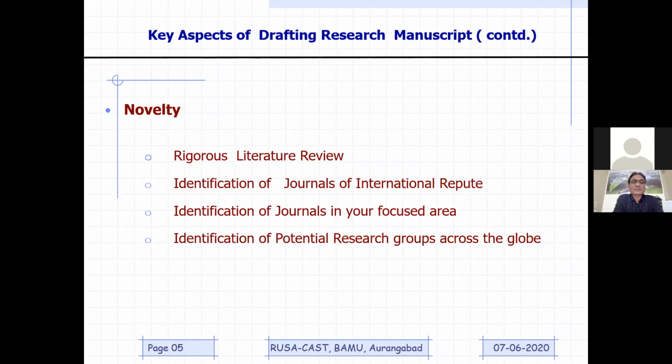The last parameter in the novelty aspect is, although you have done rigorous literature review, although you have identified a journal of international repute, although you have identified a journal in your focus area, if you fail to identify the potential research groups across the globe in your area, then again you will not be able to keep track of new research, what is happening elsewhere, and they will be just ahead of you, and you will be missing novelty whenever you submit the paper.